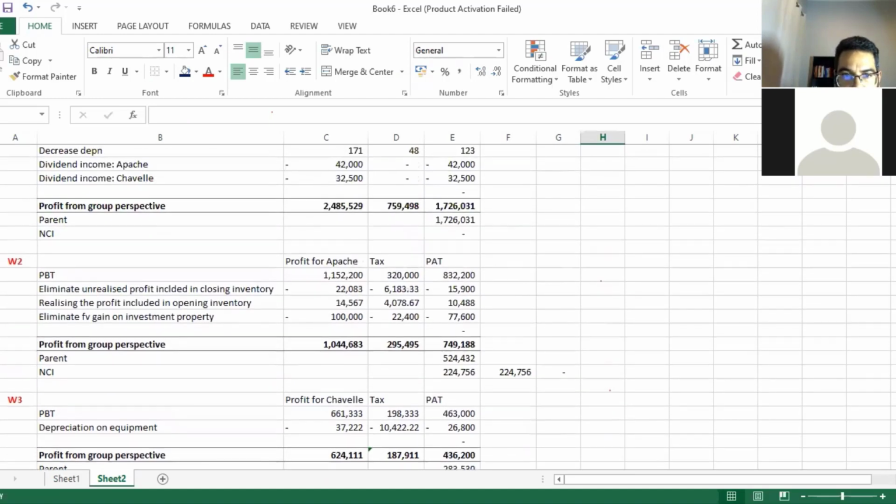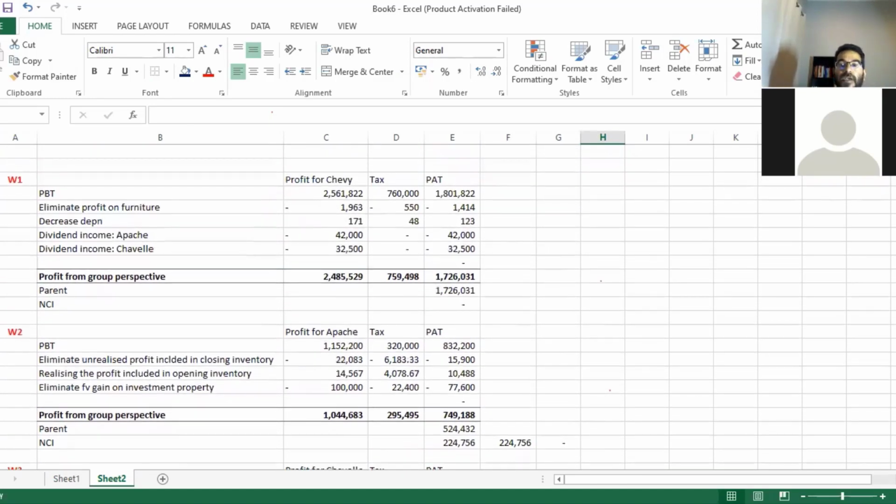So that is basically how we split out the NCI. That is how I do it: we do separate profit figures. You adjust the profit figure where the unrealized profit, the intercompany transaction, is sitting, or where the fair value adjustment is sitting. That's going to help you also to split between parent and NCI. Then you just add up all the parents' portions and all the NCI's portions, and it makes life a lot easier.